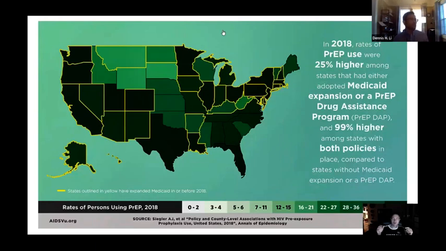But if you had both of those, states that had both Medicaid expansion and a PrEP program had nearly double the rate of PrEP use compared to states that had neither. This emphasizes the importance of these policy decisions to facilitating PrEP use.